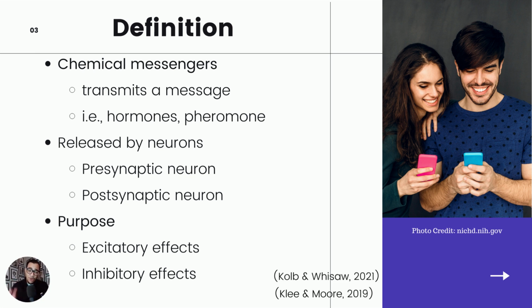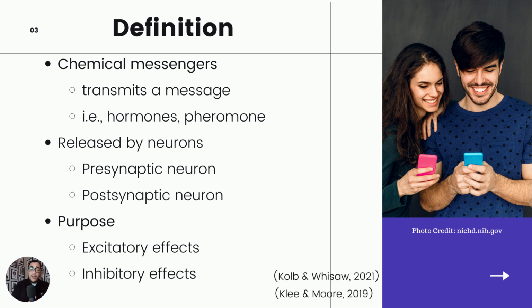Now, a neurotransmitter is a chemical messenger that transmits a message. And you may be more familiar with what a chemical messenger is in your body than you may think. A hormone is a chemical messenger, a pheromone is a chemical messenger. And so a neurotransmitter is a chemical messenger. And what happens is a neurotransmitter is released from one neuron to another, much like a text message is sent from one phone to another.